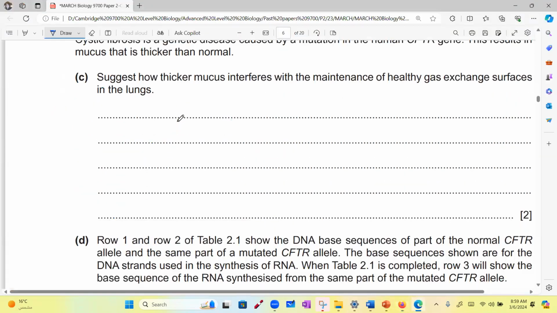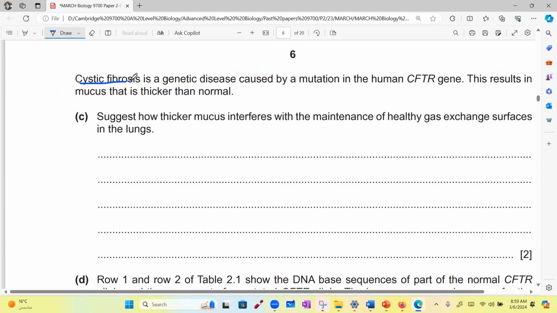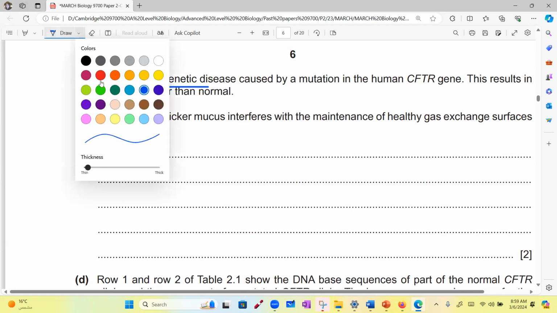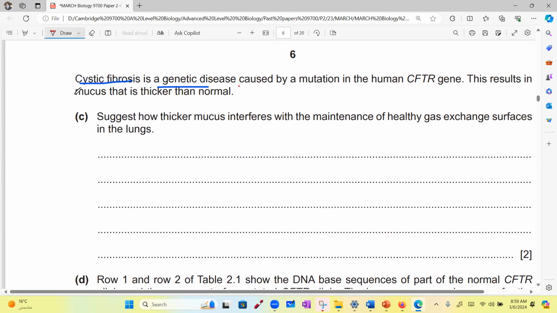Okay, because in any exam, you will always have a tricky question highlighted. Cystic fibrosis is a genetic disease caused by a mutation in the human cystic fibrosis transmembrane gene, and this results in a mucus that is thicker than normal. Suggest how thick mucus interferes with the maintenance of the healthy gas exchange surfaces in the lungs. Now, this is 2 marks, but you can write a lot of things.